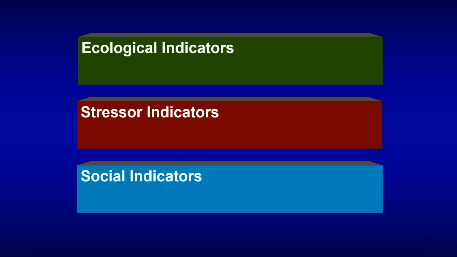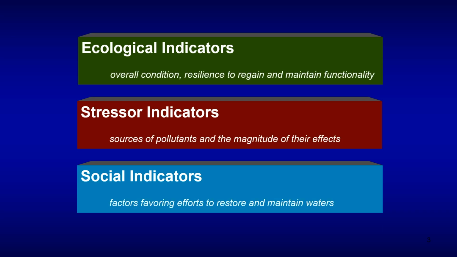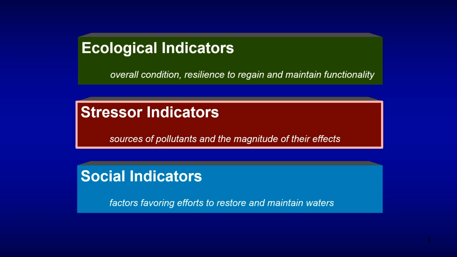Three categories of watershed indicators, ecological, stressor, and social, form the basis for recovery potential screening. Each category contributes uniquely to the comparative analysis process in RPS. This video describes the stressor indicators category, the type of metrics it contains, and some recommendations for use.